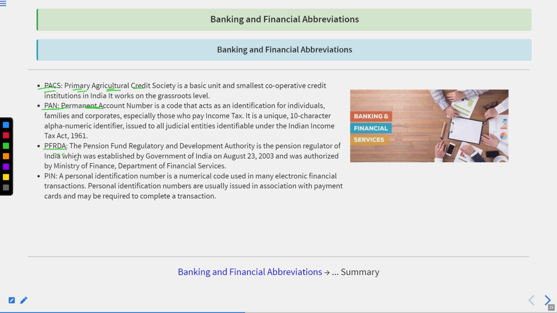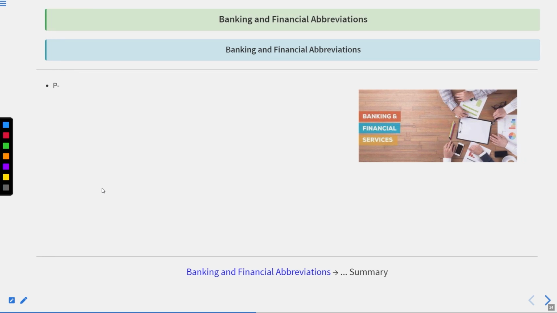PFRDA, the Pension Fund Regulatory and Development Authority, is the pension regulator of India, which was established by the Government of India on August 23, 2003 and was authorized by the Ministry of Finance, Department of Financial Services. PIN, a personal identification number, is a numerical code used in many electronic financial transactions. It is usually issued with payment cards and may be required to complete a transaction.